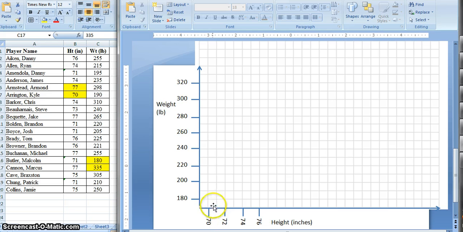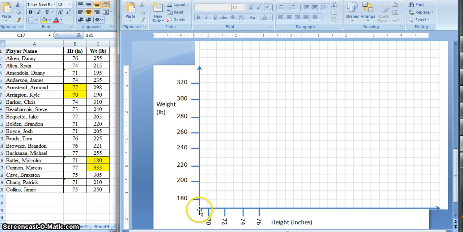So when we do this, making our intervals in height in inches go from 70, 71, 72, 73, 74, and so on. Notice I'm only labeling every other interval just to make it easier. And our weight goes from 180 to 200 to 220, 240. Again, I'm only labeling every other one just to make it easier.